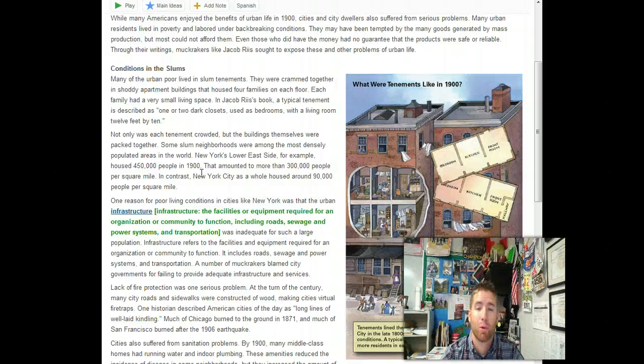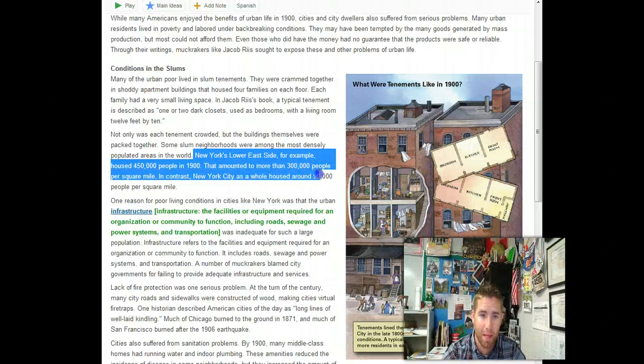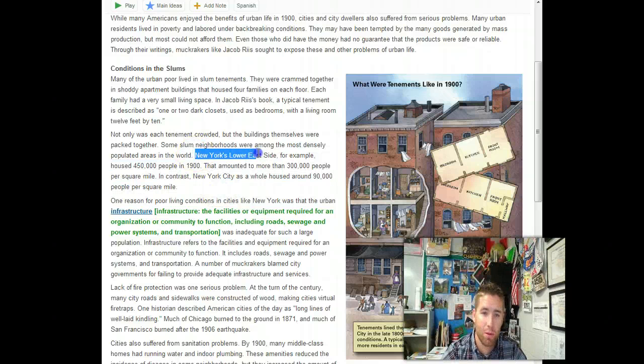And so you have a lot of people packed in a very small area. There's one in particular they call the Lower East Side, which housed 450,000 people in 1900. That amounted to more than 300,000 people per square mile. In contrast, New York City as a whole housed around 90,000 people per square mile. So you can see New York's Lower East Side, and make sure you note that in your notes, was way, way overly populated, densely populated.